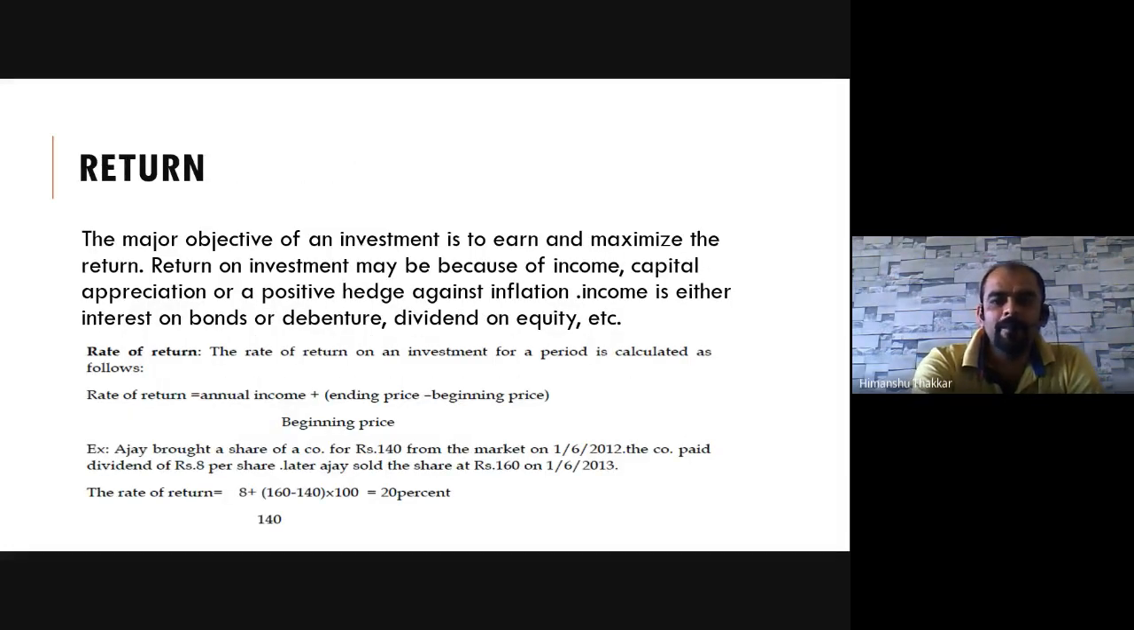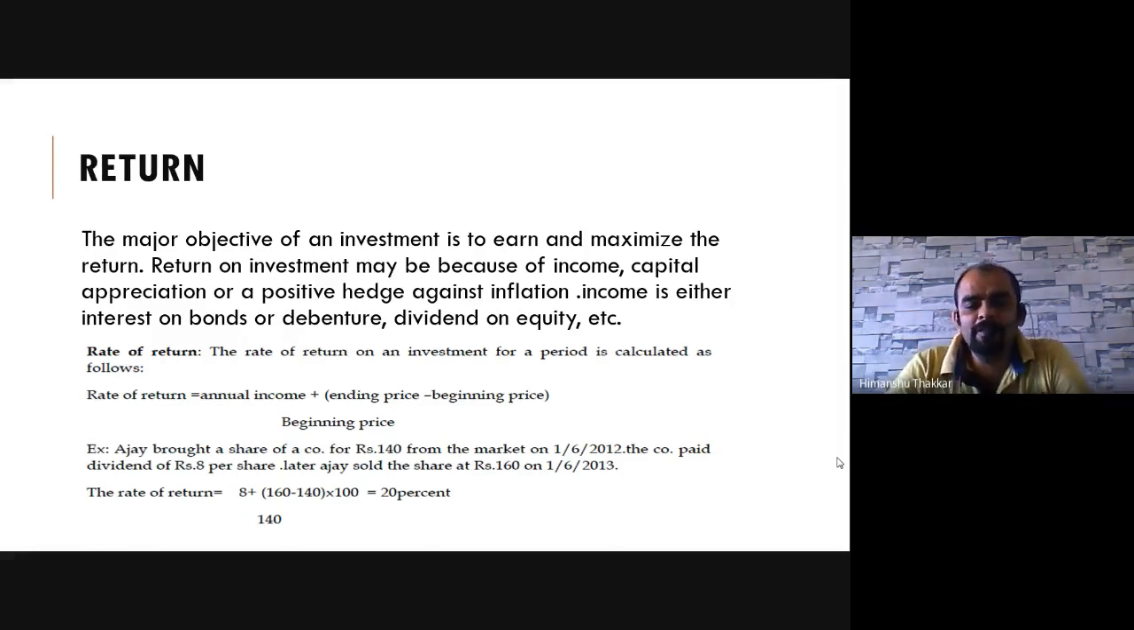Now we talk about the return. So the major objective of an investment is to earn and maximize the return. We have talked a lot about risk so far, that when you are not able to achieve what you expected as a return and you don't get that return, then that is a risk. So here, when we are talking about return, it is something that we want, and everyone wants the maximum. Obviously, you'll always want maximum return on your investment. So the major objective in investment is to earn and maximize the return.